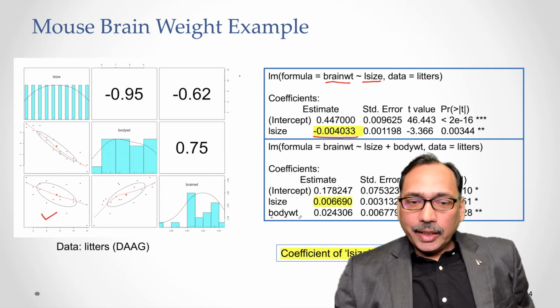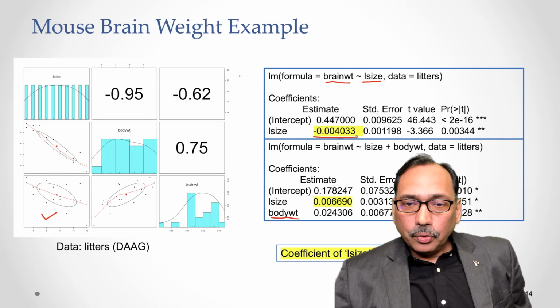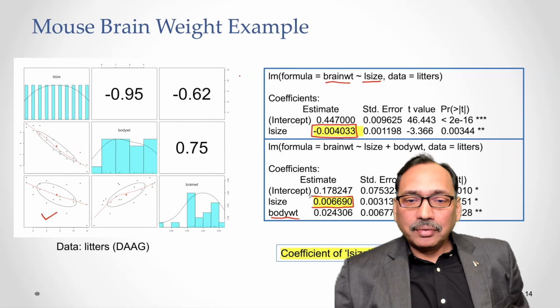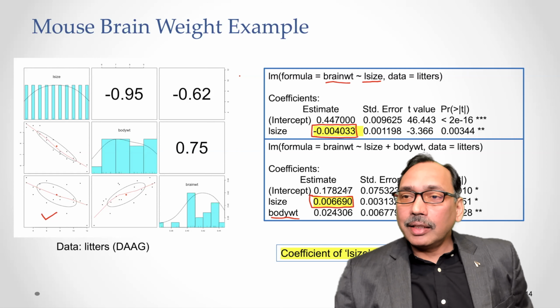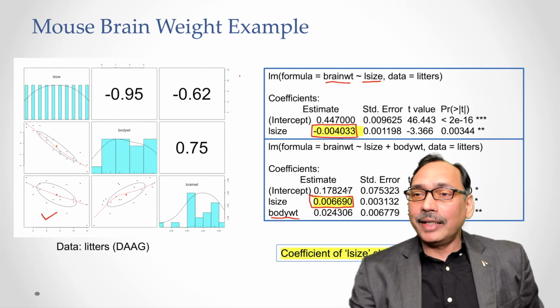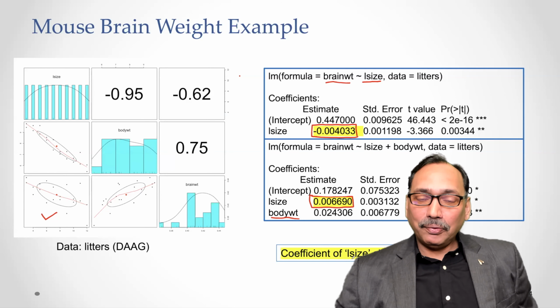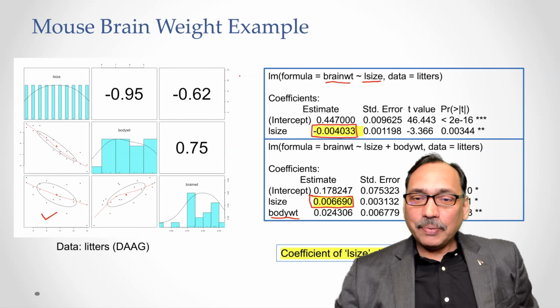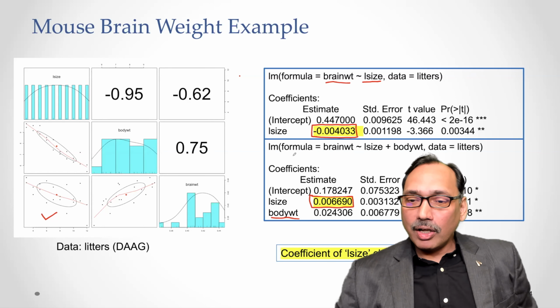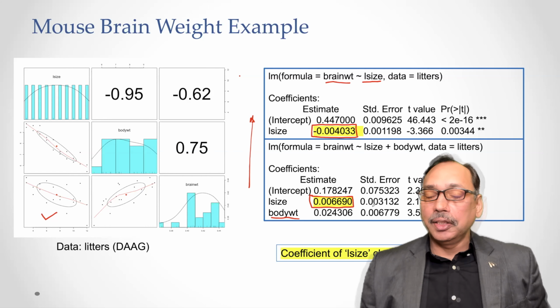But when we included body weight in the model as the second variable, you will notice that now between these two, the sign has changed. So that's something significant. The direction of the relationship itself changed just because you added another variable. So how can that happen? So the coefficient of litter size changes from positive to negative if you go from here to here, and the other way if you come from there to here.